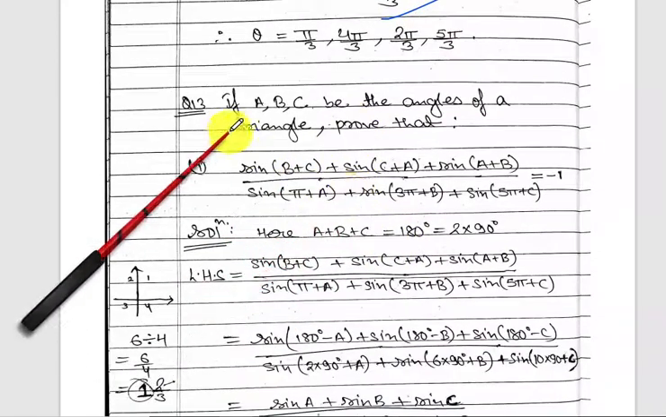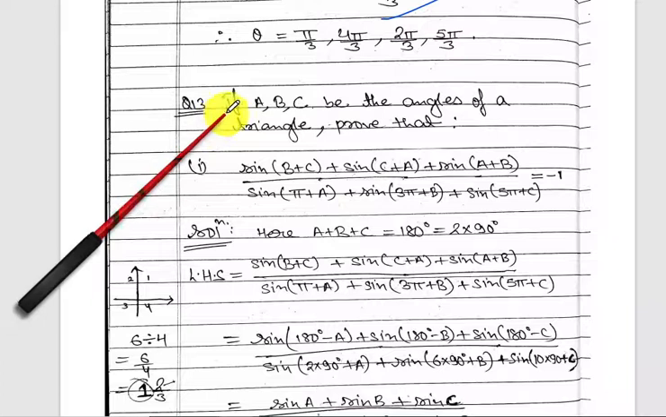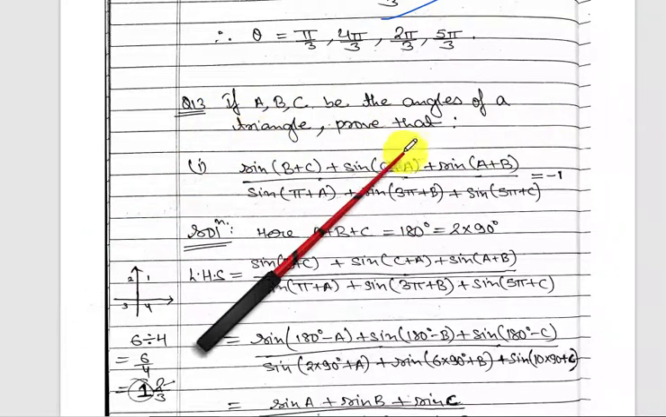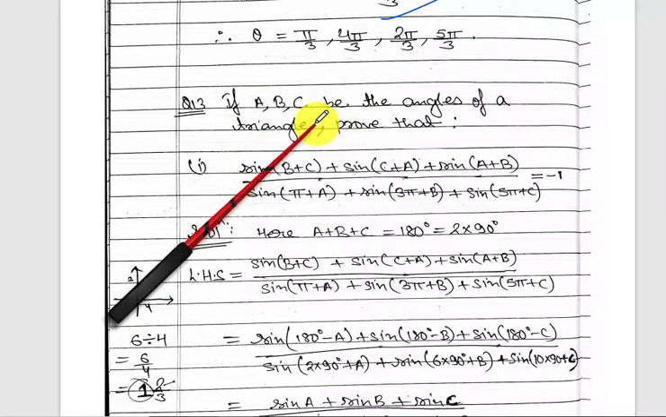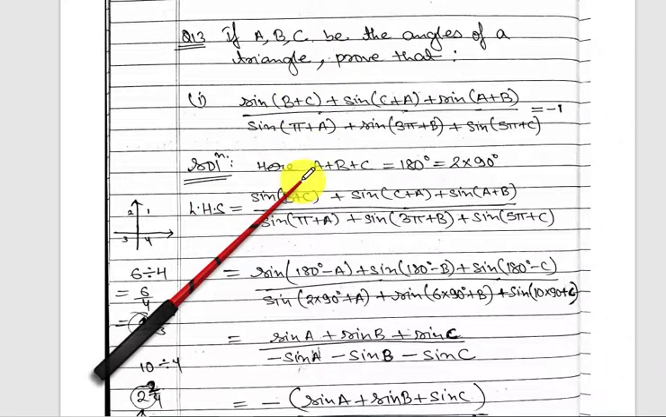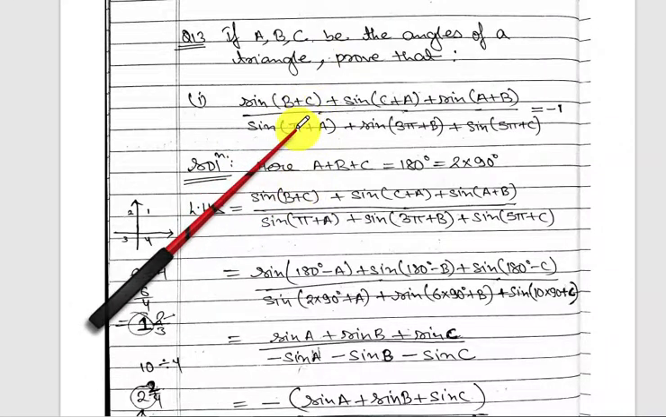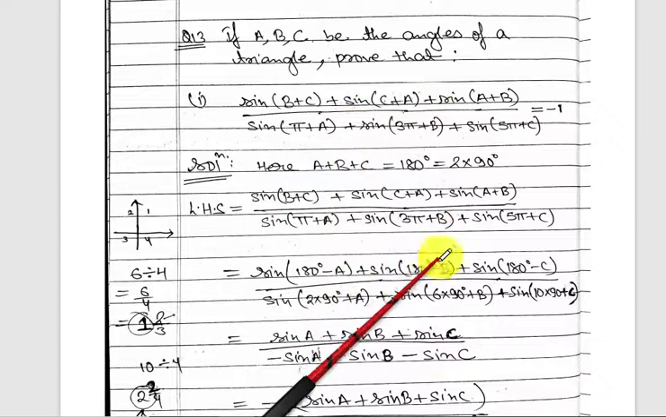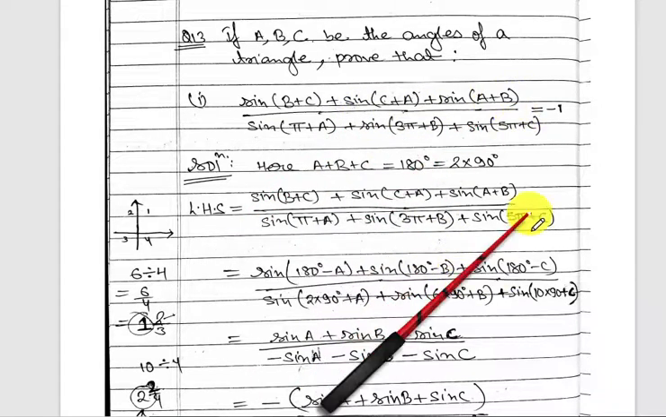Next is question number 13. If A, B, C are the angles of a triangle, prove that. So A, B, C are angles of a triangle, that means A plus B plus C equal to 180. So this B plus C can be written as 180 minus A, C plus A can be written as 180 minus B, and this can be 180 minus C.